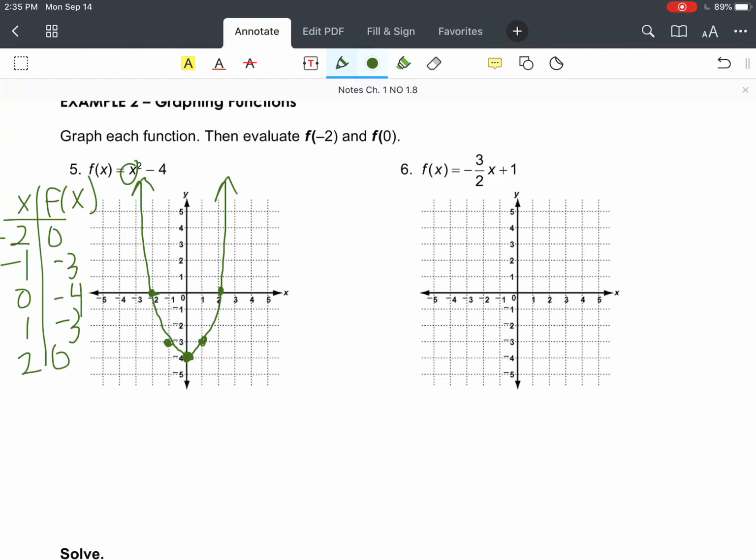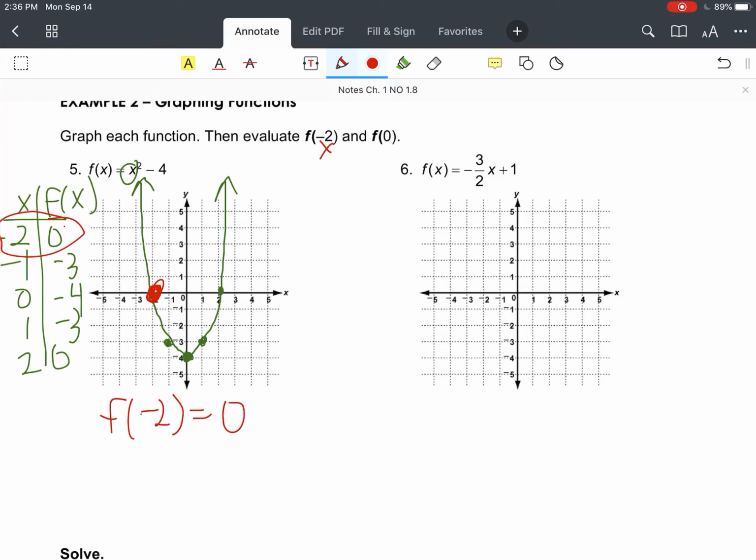So it wants us to evaluate it as f of -2. So this is saying when x is -2, what is my y? Well, when x is -2, this is my point here at -2. Well, when x is -2, my f of x is 0. You can see from our table as well. So my f of x would be 0.